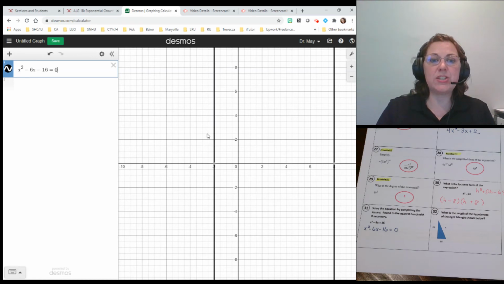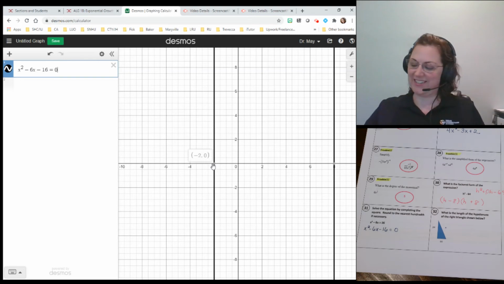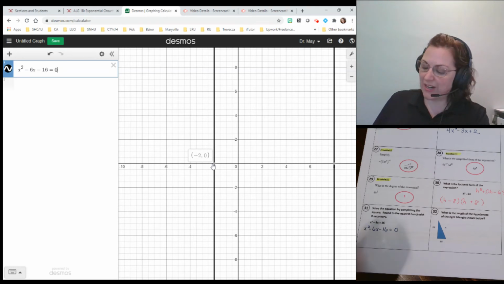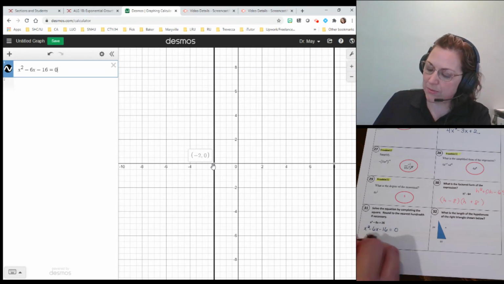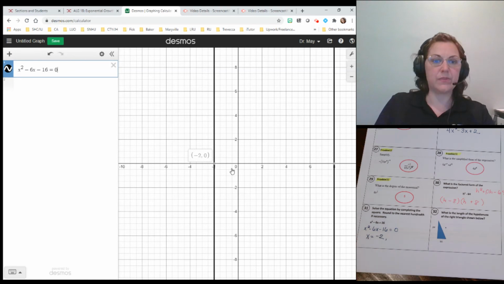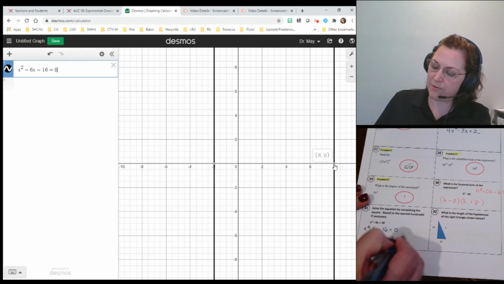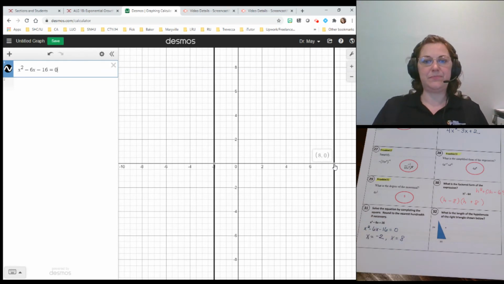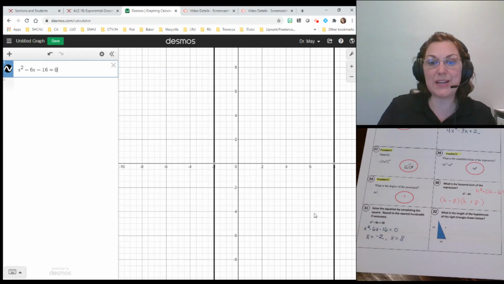And so I typed my equation in. Did you see what Desmos put as dots? It's telling me, hey, these are the solutions. So we're going to just type the x values. X equals negative 2. Move your cursor over here, and x equals 8 for my solutions here. Pretty simple if I use Desmos for that.